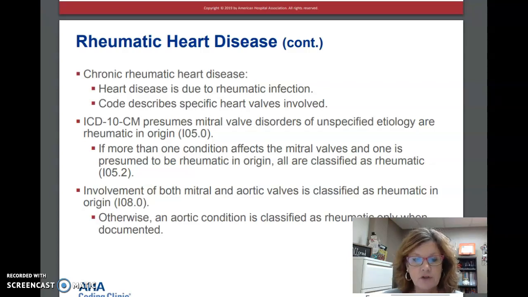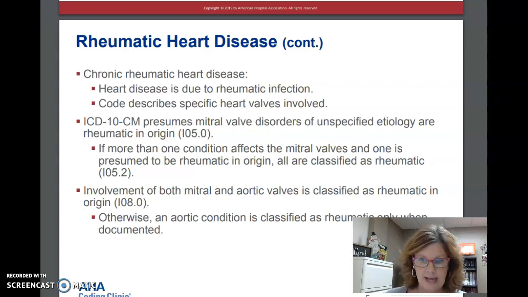Now, if it's mitral valve stenosis, I assume that it's rheumatic, okay? Mitral valve stenosis, rheumatic. And I am kind of looking, they're giving us some examples at the beginning of the chapter. If it's mitral valve insufficiency, all right, that is non-rheumatic. Okay, stenosis is rheumatic, mitral valve insufficiency is not. Now, if it said mitral valve insufficiency rheumatic, then yes, of course it's rheumatic.